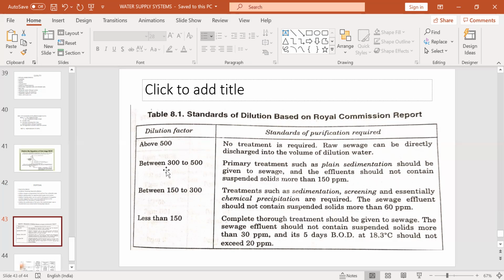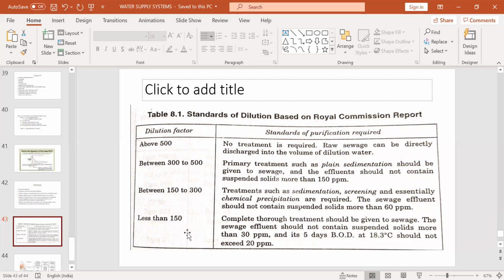Okay. If it is between 300 to 500, less than 500 or more than 300, then primary treatment such as plain sedimentation is given to the sewage. Only primary treatment will be sufficient. You need not go for secondary or higher sewage treatment. If it is between 150 to 300, then treatments such as sedimentation, screening, and chemical precipitation are required. Again, the primary treatment will be sufficient, but it might include screening also. It might include sedimentation with coagulation also.